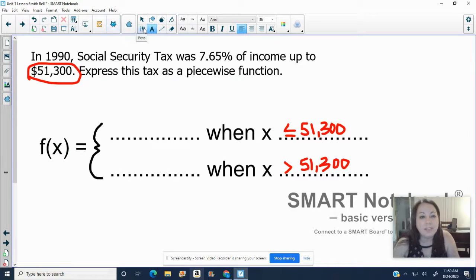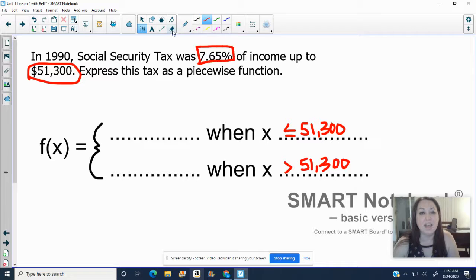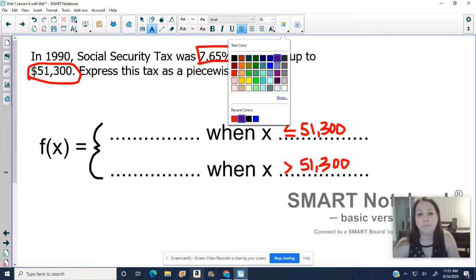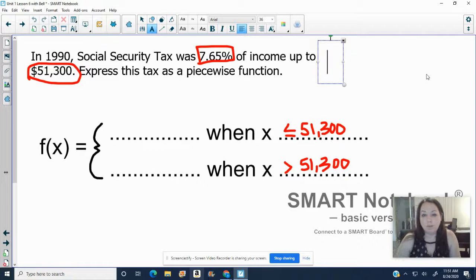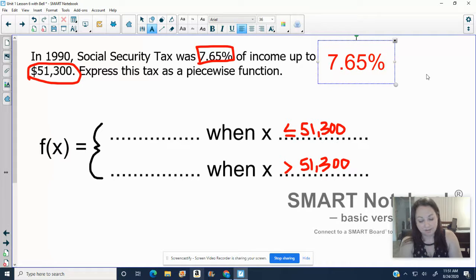The other thing that we see here, that I'm going to highlight, is that the Social Security tax is showing at 7.65%. So I am going to set that up. What I need to know is that when I want to solve this, I'm going to be looking at whatever I earned, 7.65% times whatever I made in income.